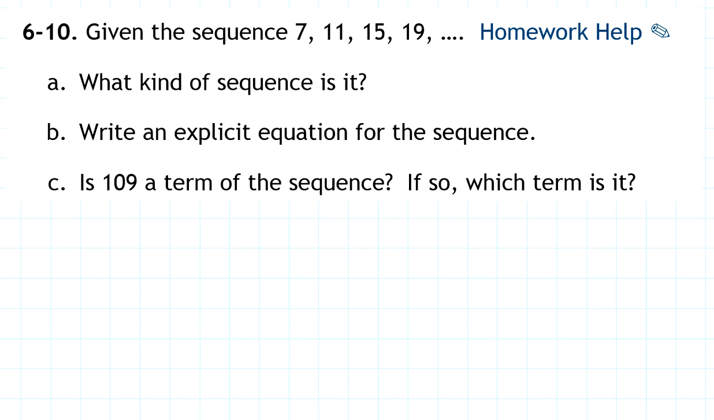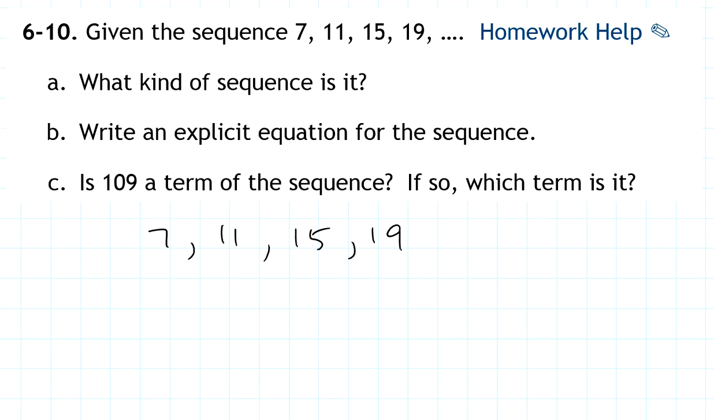So we're given the sequence 7, 11, 15, 19. And the first thing that we're asked is, what kind of a sequence is this? Well, there's basically two that we identified, and we know there are other types of sequences as well. The two that we've been identifying are arithmetic sequences and geometric sequences.